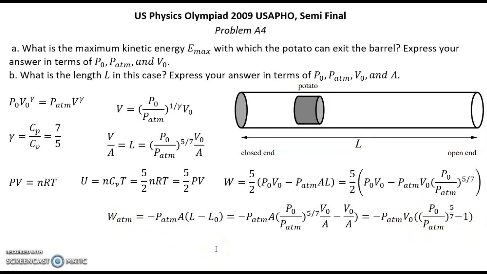And now to find the kinetic energy, we need to add these two works. This one is positive and this one is negative. So that's the answer after combining W and W atmosphere. That's the result. So we just answered question A, and question B we answered before. So that's the total solution.